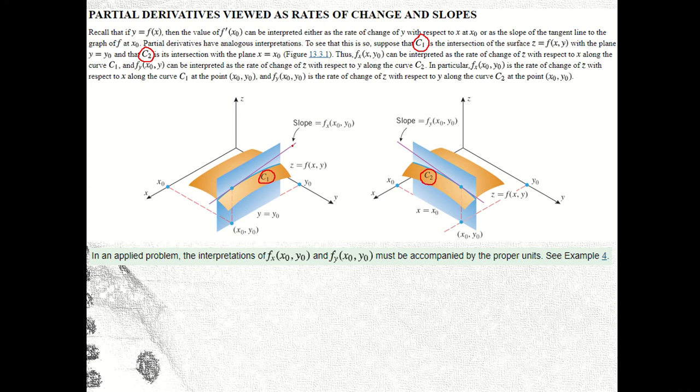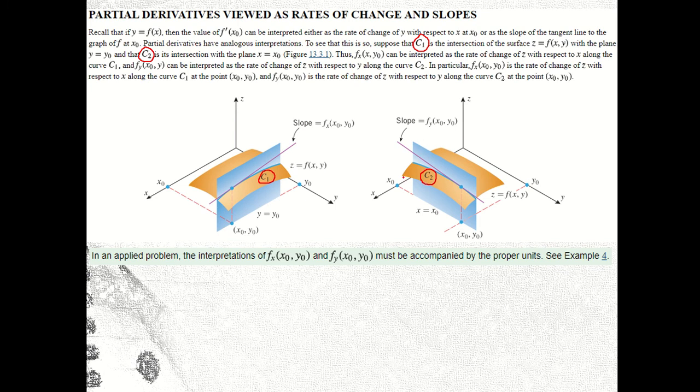Alright, so this is what we call the slope. The slope is the partial derivative of the function of two variables x and y at the point with the coordinates x sub 0, y sub 0. So this is the slope. The slope is the tangent line, tangent to the curve C1. Alright, so we have here the surface z equal to the function of x and y. And this one is also a slope.